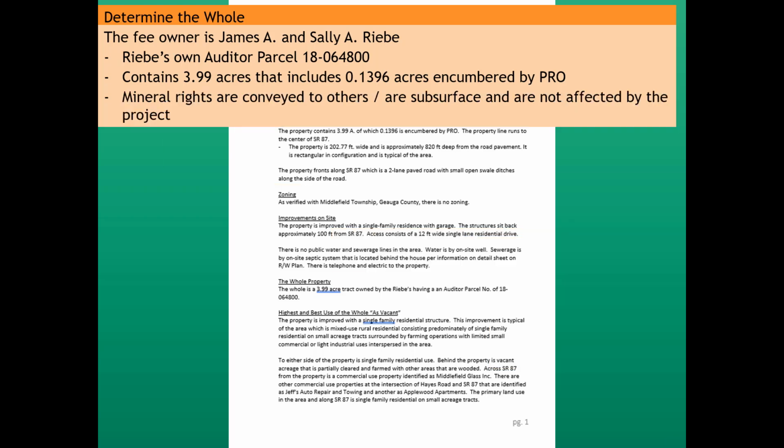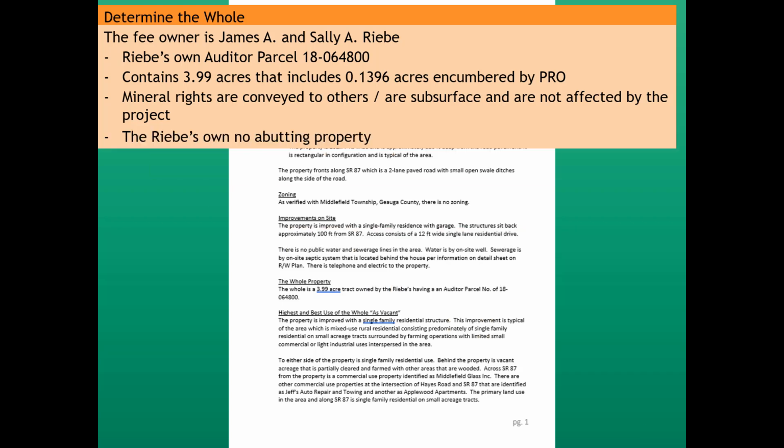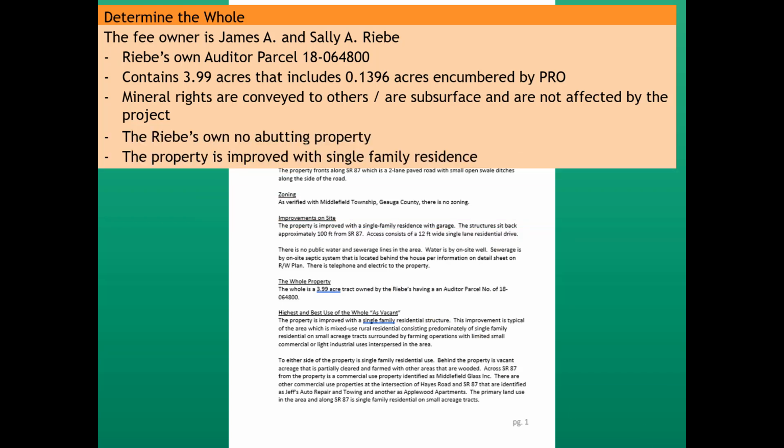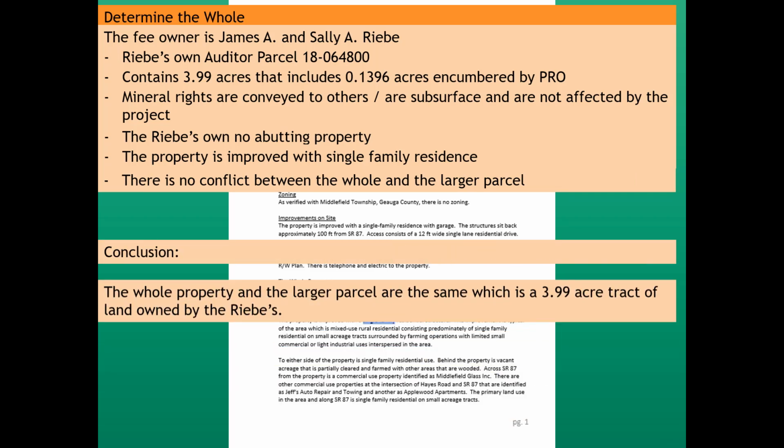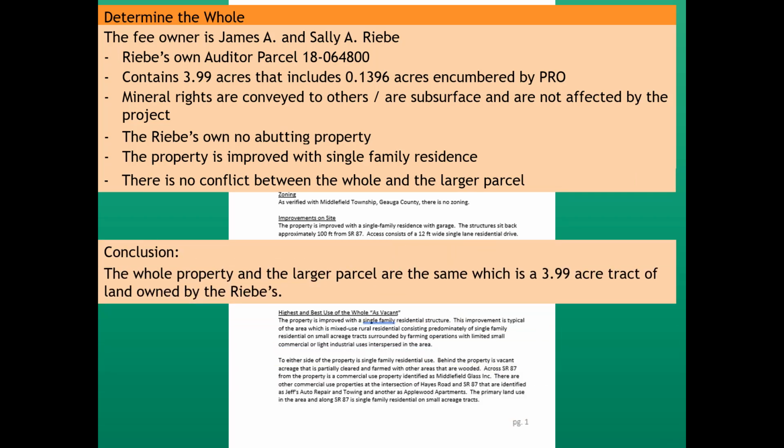The mineral rights are conveyed to others, they're subsurface, and they're not affected by the project. The Rybys own no abutting property. The property is improved with a single-family residence. There's no conflict between the whole property and the larger parcel. They're the same. In conclusion, the whole property and the larger parcel are the same, which is a 3.99 acre tract owned by the Rybys.